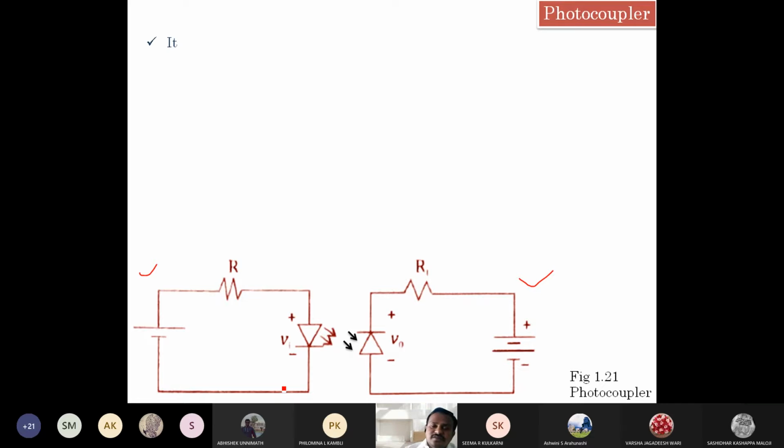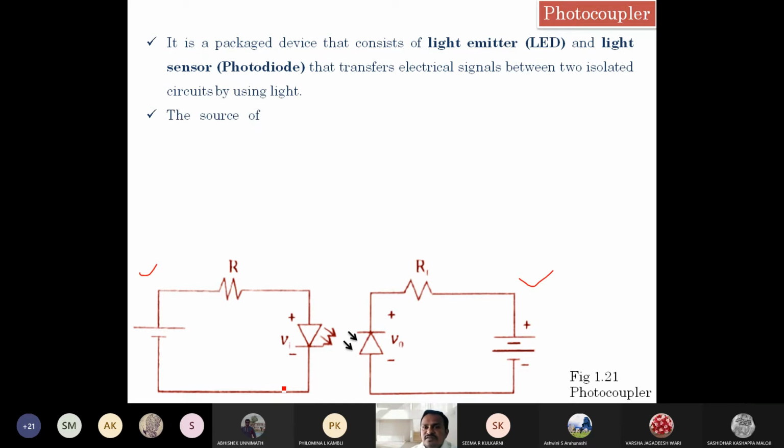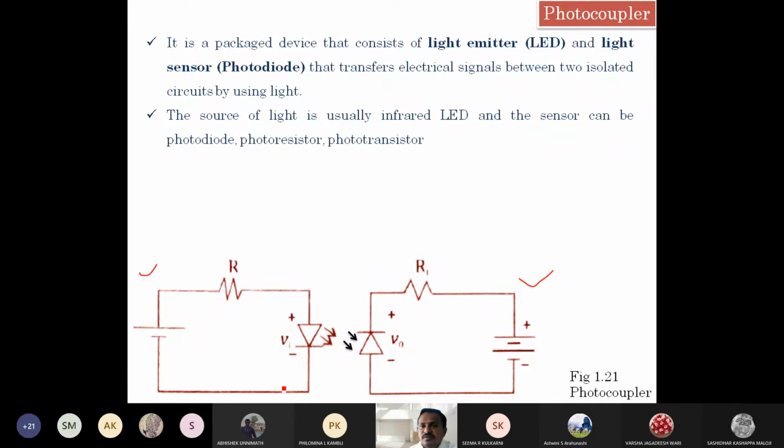So this one is the simple concept, what is used in the photocoupler. It is a packaged device that consists of a light emitter, that is LED, and a light sensor we are going to use. The name is because it is going to sense the light. So that device is nothing but what? Photodiode. So that transfers electrical signals between two isolated circuits by using light. Means it is going to transfer the electrical signal from one end to another end using light energy.